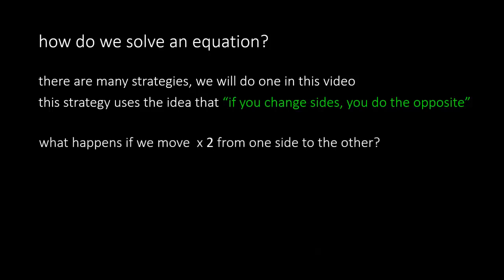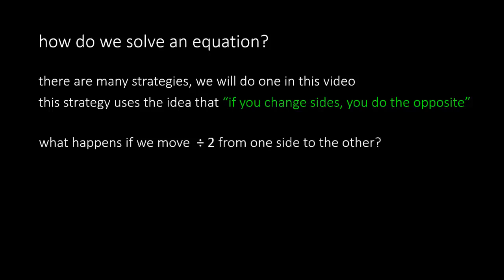What about if we've got times 2? So say we had 2x = 4. What 2x means is 2 times x. Now if I move that 2 from the left to the right, it's got to do the opposite. On the left, it was times 2. So when we move it to the right, it does the opposite. The opposite of times is divide by 2.